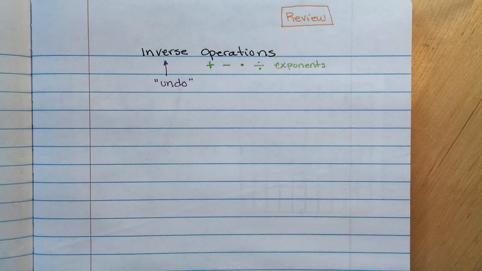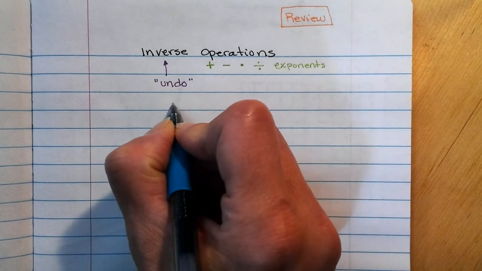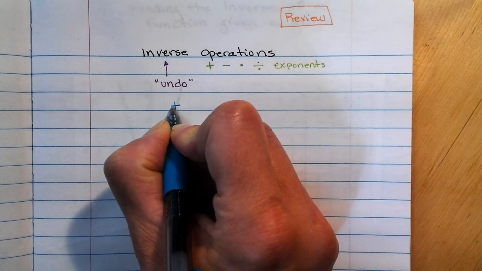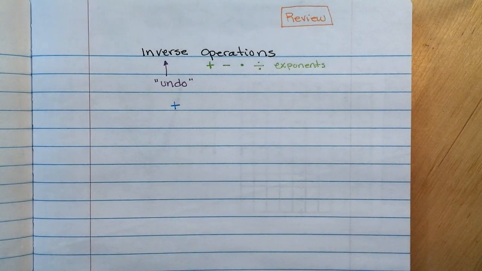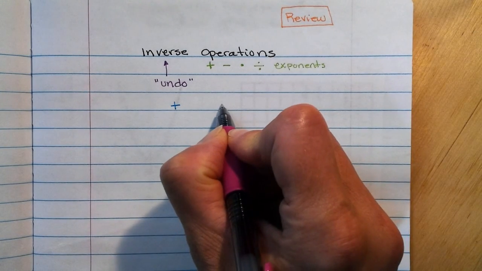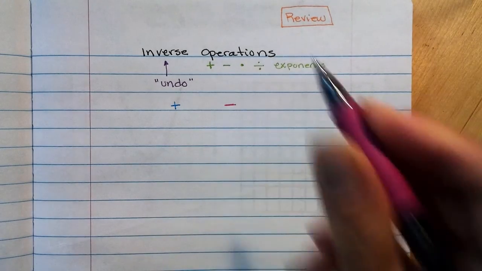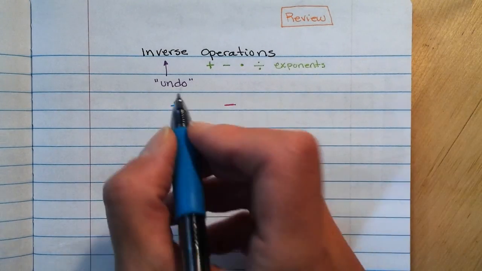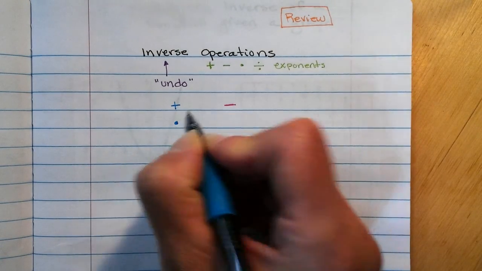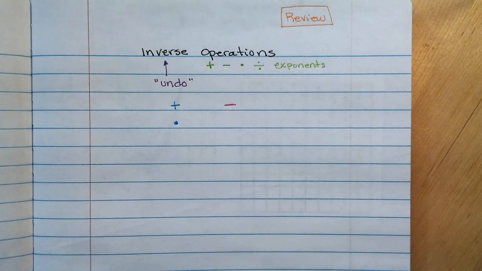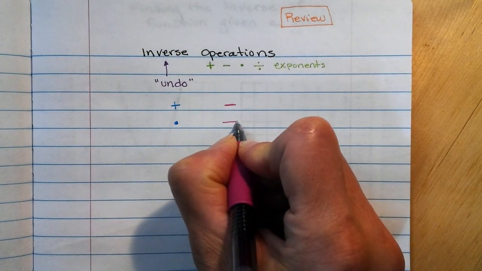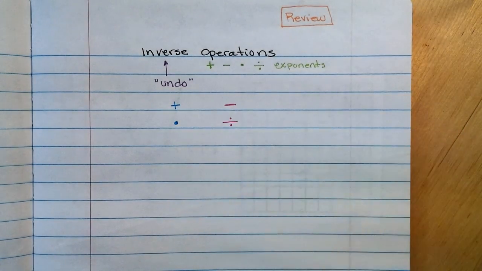We're going to write a little chart, but then I want to focus a little bit on exponents. So if I have addition, if I'm adding two things together, the way I undo it is I subtract. If I'm multiplying something, the way I undo it is I divide. Now where students get a little bit confused is with exponents.